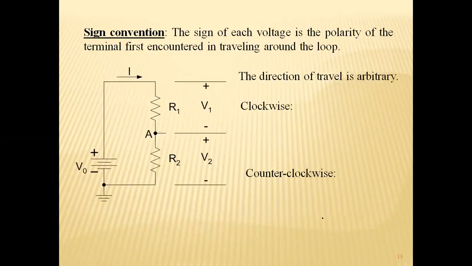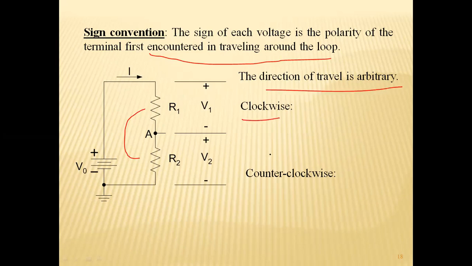Now the sign conventions that we are going to follow for Kirchhoff's voltage law. The sign of each voltage is the polarity of the terminal first encountered in traveling around the loop. This is the loop. So V1 and V2 are the potential drops across resistors R1 and R2. V0 is the source voltage, and I is the current flowing through the two resistors. The direction of this travel is arbitrary.